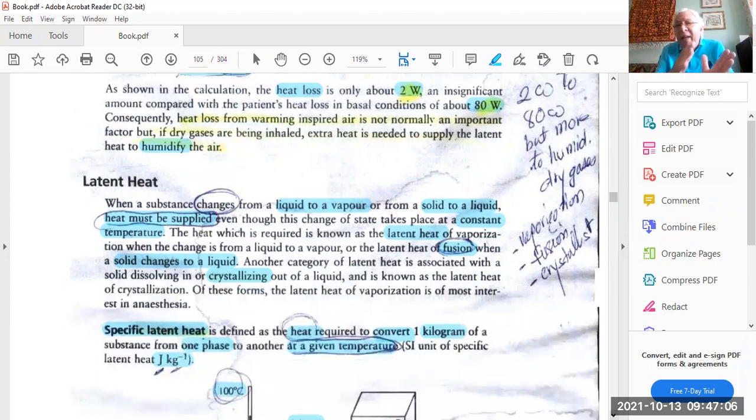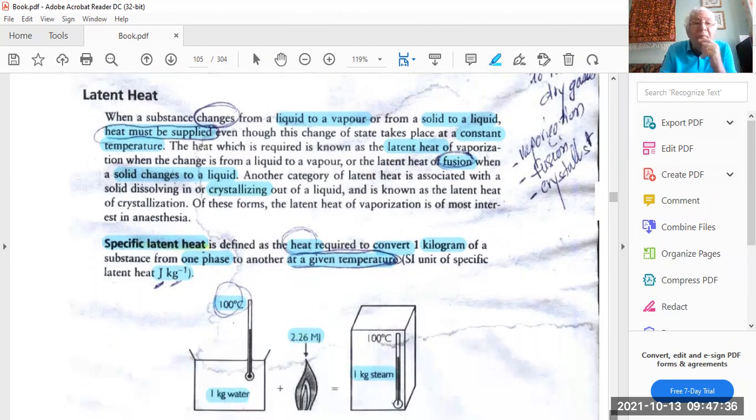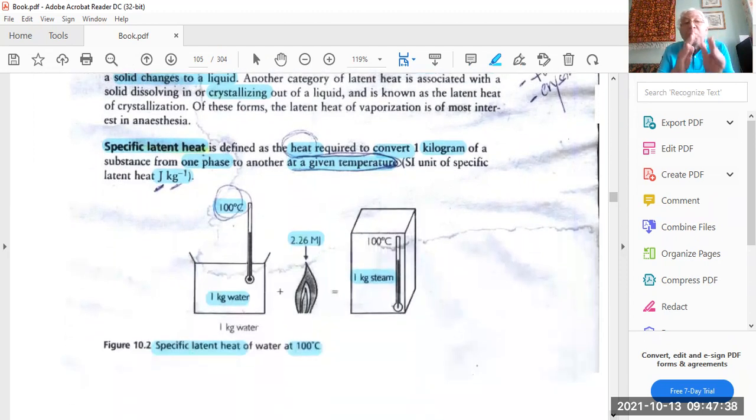Latent heat is the heat required to change the subject from one state to another. We have what we call latent heat of vaporization, which is very important in anesthesia. We have latent heat of fusion or melting, where a solid is transferred to a liquid, and then latent heat of condensation whenever the vapor turns to water, and lastly, the latent heat of crystallization, where a liquid is shifted to a solid. We have also specific latent heat.